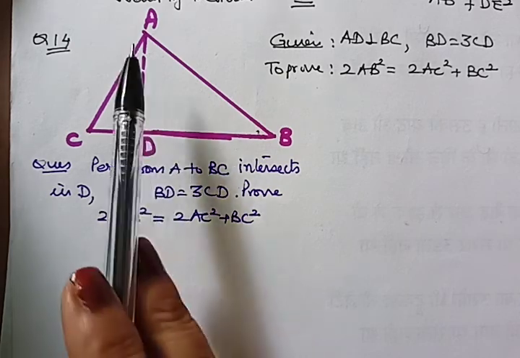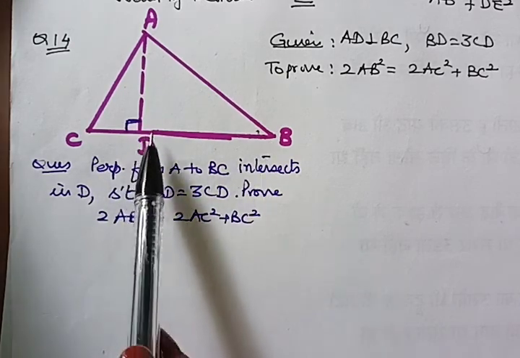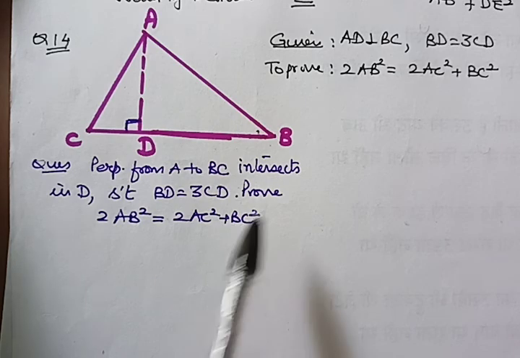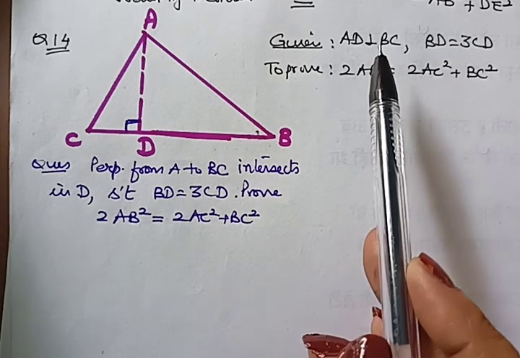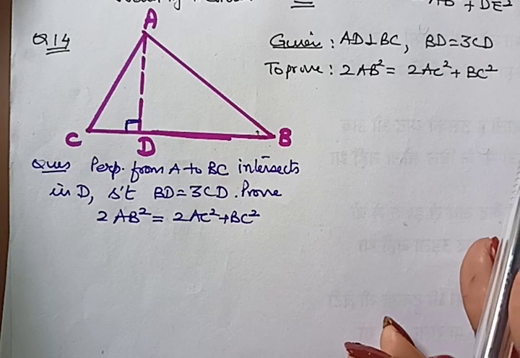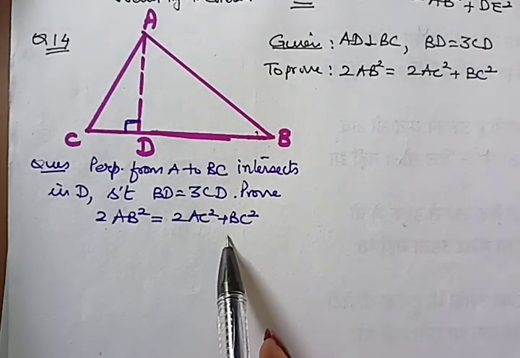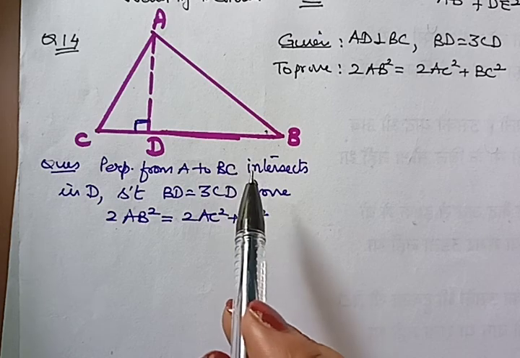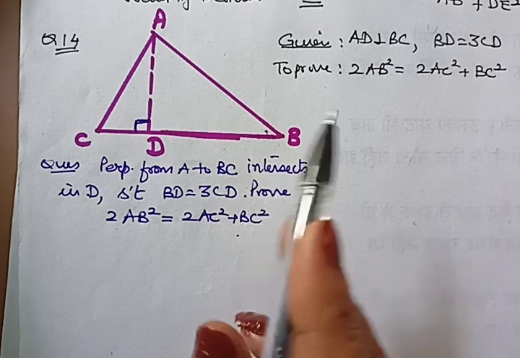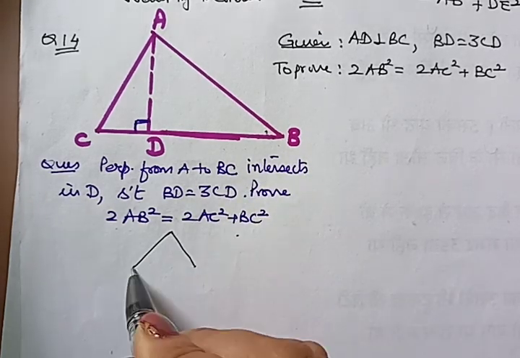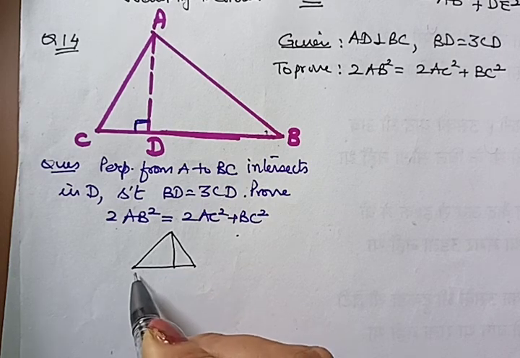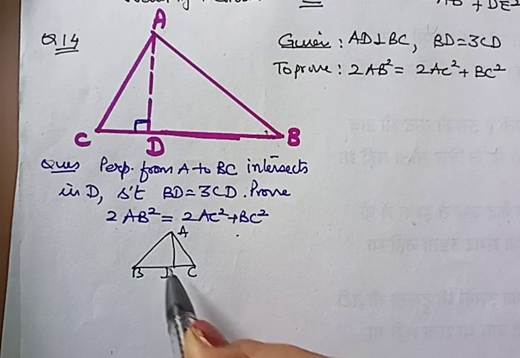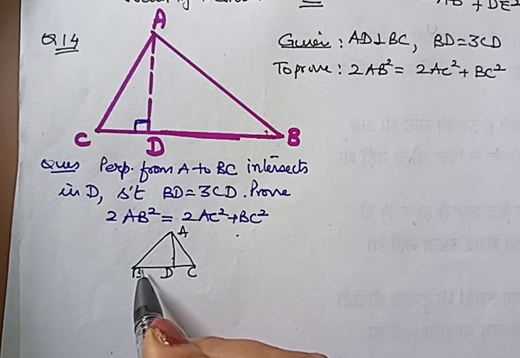It says a perpendicular from A to BC is dropped such that BD is 3 times CD. And we have to prove this. Given and to prove is very much clear. AD is perpendicular to BC and BD is 3 times CD. To prove is also extracted from here very easily. Now see students, in this question the figure is given in NCERT. But even if it is not given, you can draw it yourself.